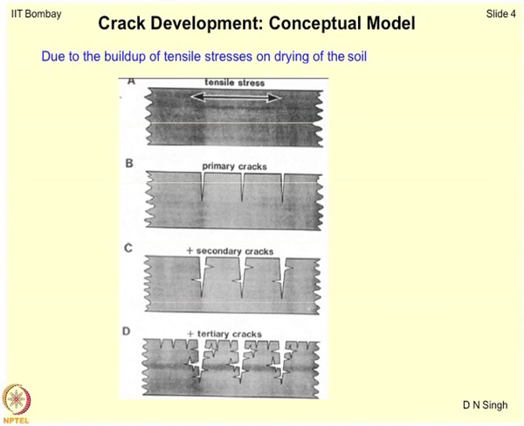Once the primary cracks are developed, each one of them becomes a free surface. Desiccation, evaporation, and loss of moisture start taking place from the maximum surface area of the soil. You have an enhanced surface area now because of the primary crack formation. That means the soil mass is much more vulnerable to losing moisture because of environmental conditions, and hence secondary cracks will generate. You have much more surface area exposed to the environment. What happens? Tertiary cracks develop.